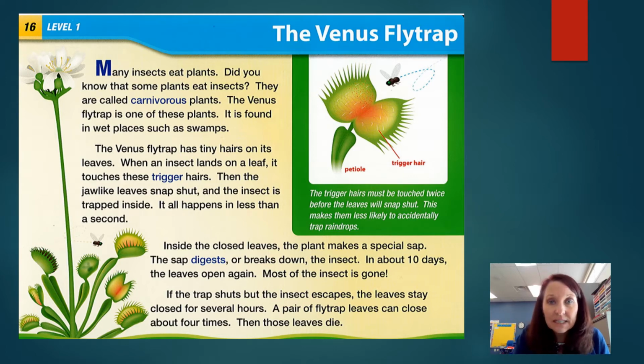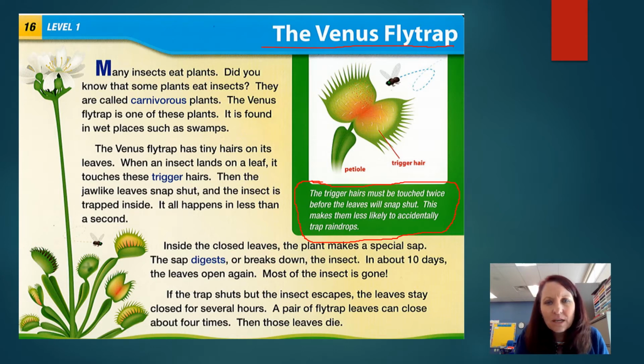I see it says The Venus Flytrap right here. And then underneath that is a picture or an illustration, because it's a drawing. And it has a caption. The caption are the words underneath the picture that tell us more about the picture. In the caption it says, the trigger hairs must be touched twice before the leaves will snap shut. This makes them less likely to accidentally trap raindrops.